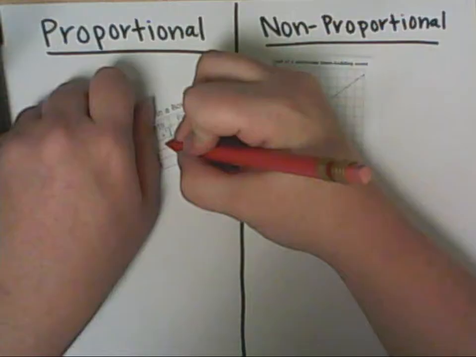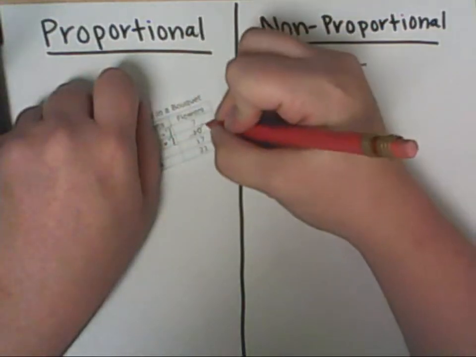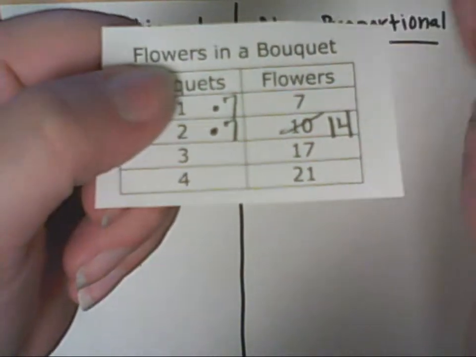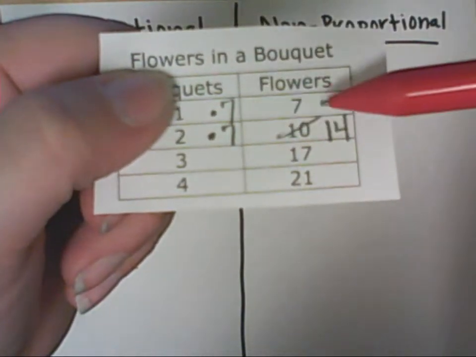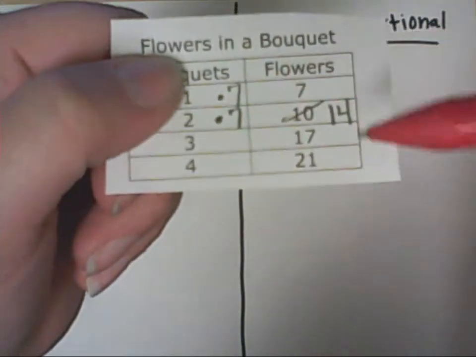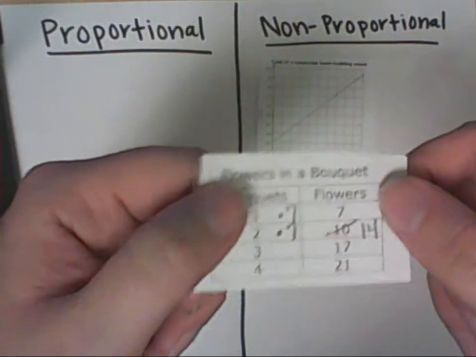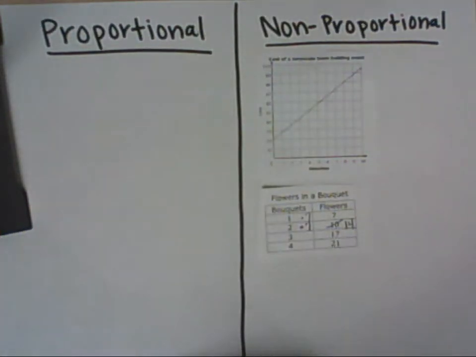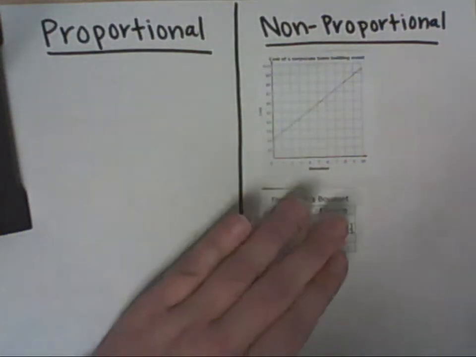No, it doesn't. The table tells us that we should have 10 flowers, when if we have a constant rate of change, we should have 14. Since we do not have a constant rate of change that works, this table is non-proportional. Let's take a look at another one.